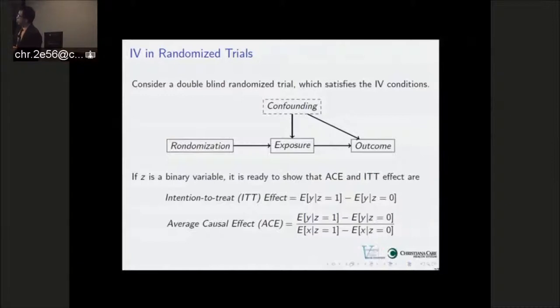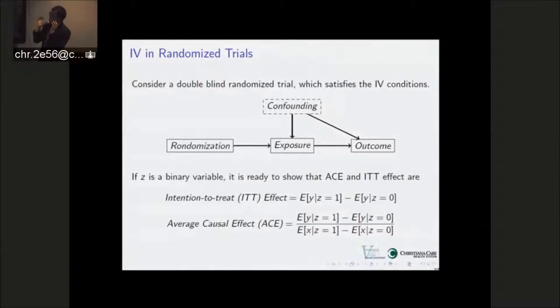For example, if we assume this Z is a binary variable, that means we have two treatment groups. If we only consider this randomization effect, which we call the intention to treat effect, it can be defined as the difference of the mean outcome in treatment assigned group one and treatment group two. However, if we would like to identify the real causal effect from exposure to the outcome, it is equal to this. So it's different. This gives us some sense: in a randomized controlled trial, if the study is not well controlled, randomization could be a potential instrumental variable to identify the true exposure effect.